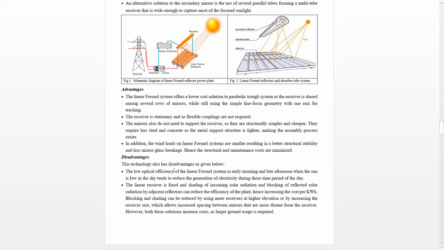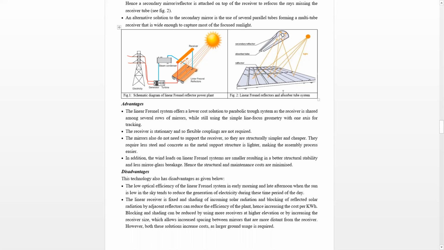Now, the disadvantages of the system. The first disadvantage is the low optical efficiency of the linear Fresnel system. So firstly, let me explain the term optical efficiency. You see, optical efficiency for a concentrating collector is defined as the fraction of total radiation falling on the concentrator. Concentrator means reflector. So the total radiation energy falling on the concentrator that reaches the absorbing surface. So let me explain this optical efficiency with the help of this figure.